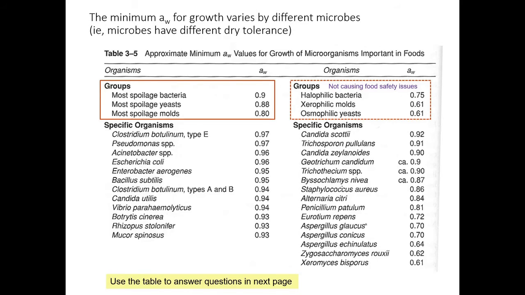So if we have a food that has a 0.9 water activity, then all 3 groups can survive. So we get bacteria, yeast, and mold growing. But let's say if it was a water activity of 0.85, then only molds would be able to grow. So the ones that are going to be most susceptible to a decrease in water activity are bacteria. So if you decrease the water activity, you won't be able to have bacteria spoil the food, but molds will still be able to spoil it because they can survive at a lower water activity, most likely.